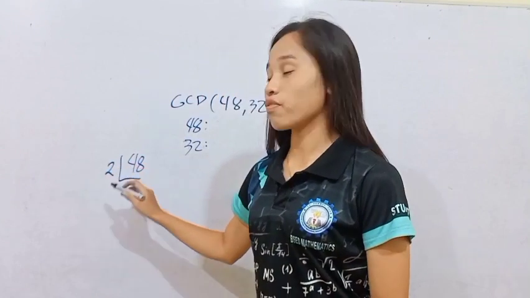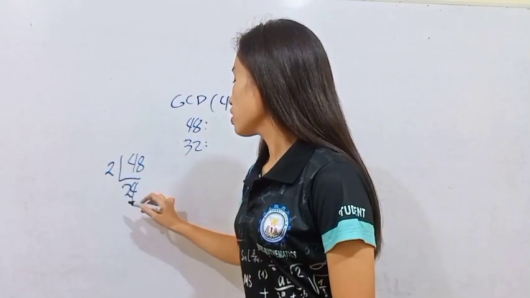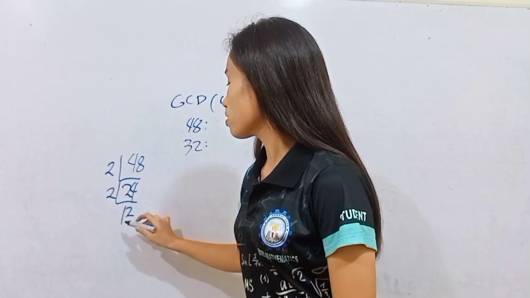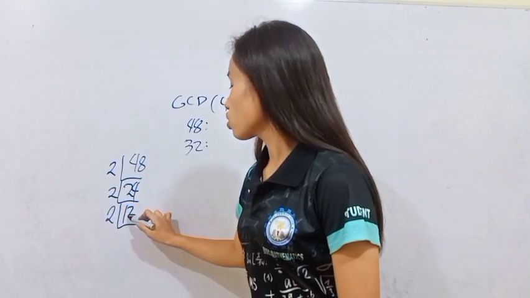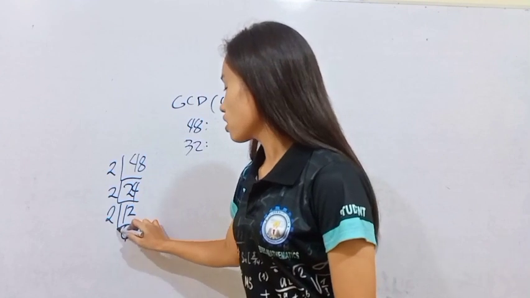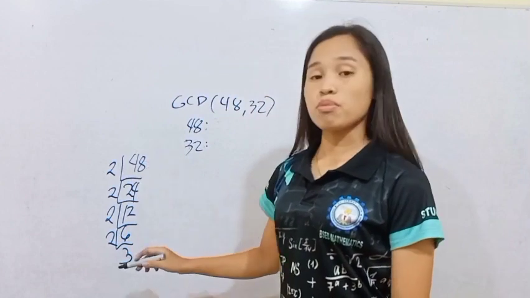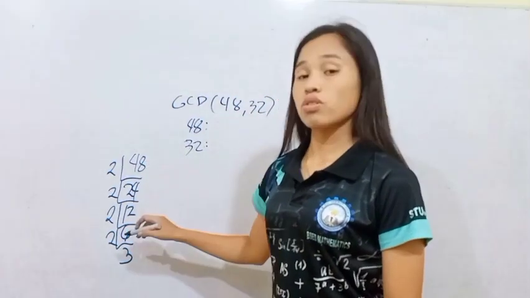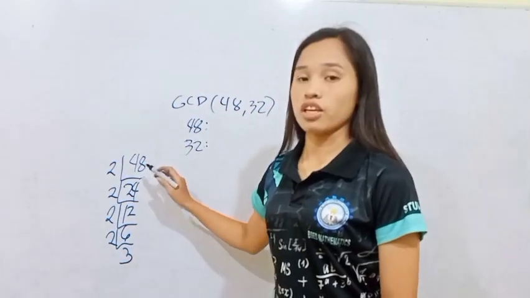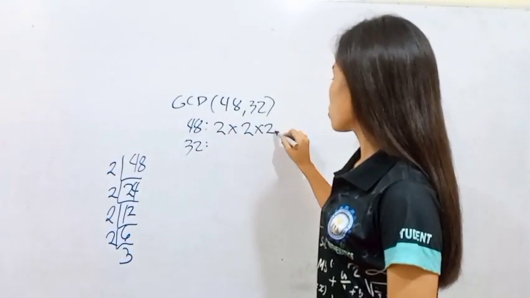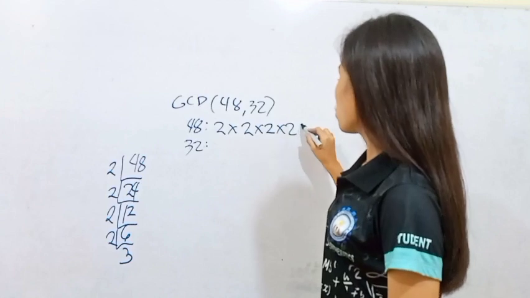48 divided by 2 is equal to 24. Divide again by 2. 24 divided by 2 is equal to 12. Divide again by 2. 12 divided by 2 is equal to 6. And 6 divided by 2 is equal to 3. These are the prime numbers that, when multiplied together, result in 48. So, let's list them: 2 times 2 times 2 times 2 times 3.